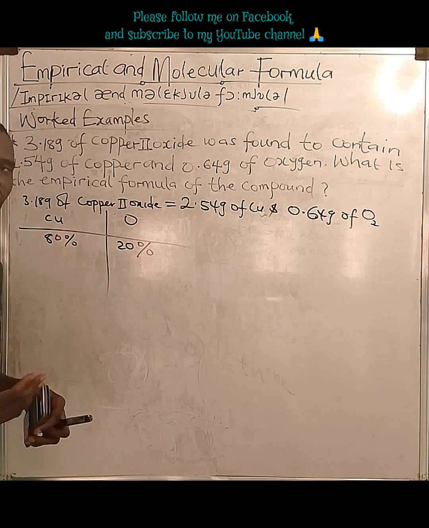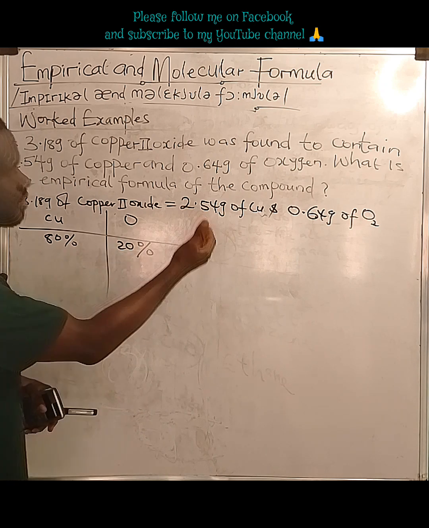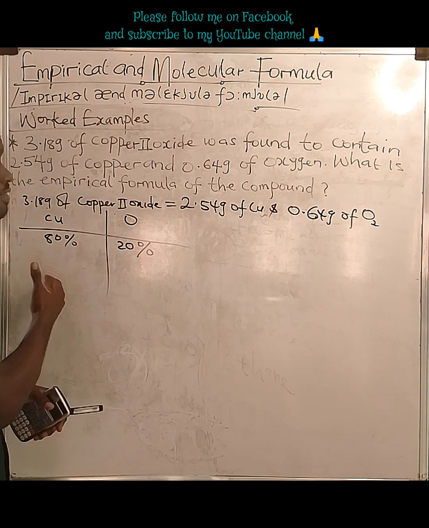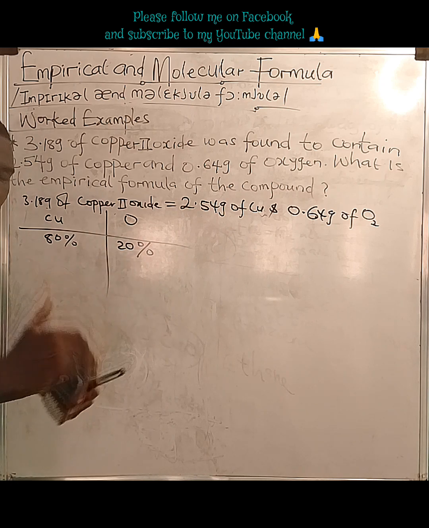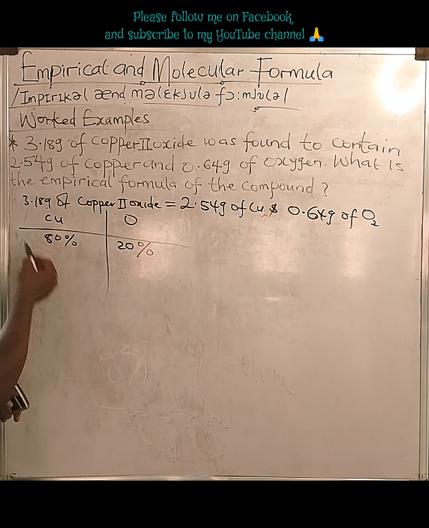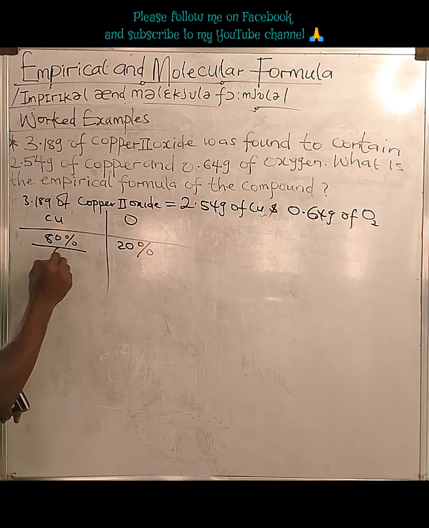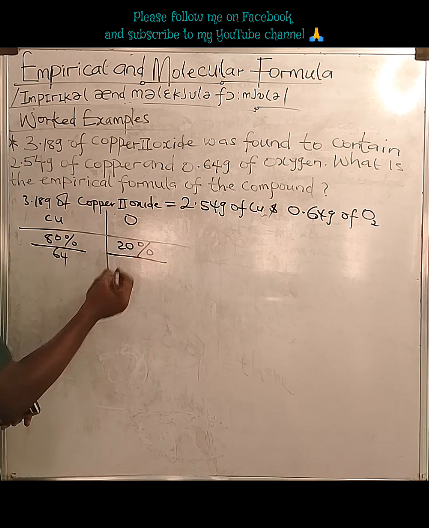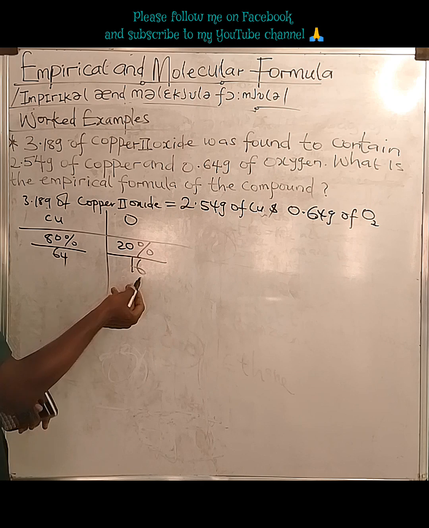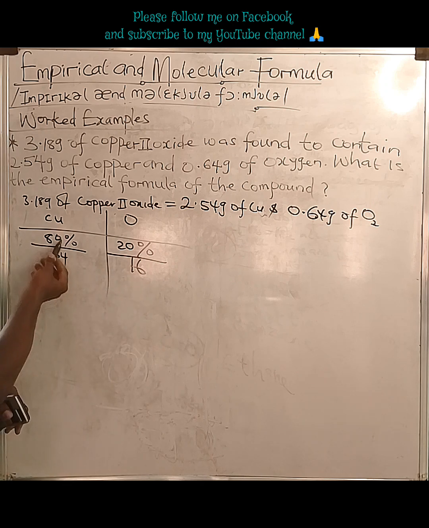Sometimes you may not be given the mass of the constituent elements; sometimes you may be given the percentage. If you're given the percentage, it's the same thing. Just get the mole of each of them. This is assumed as the mass: mass over molar mass, 64 for copper. Mass over molar mass, oxygen has an atomic mass of 16. So this is more or less like saying 80 gram and 20 gram, but the 80% represents the mass. So 80 divided by 64 is the next thing we're going to do.